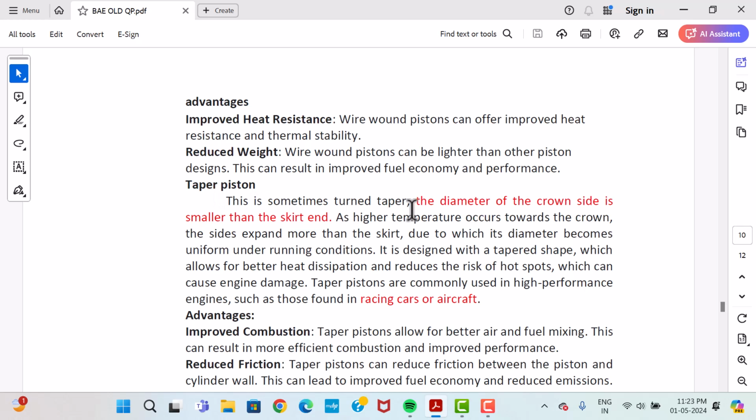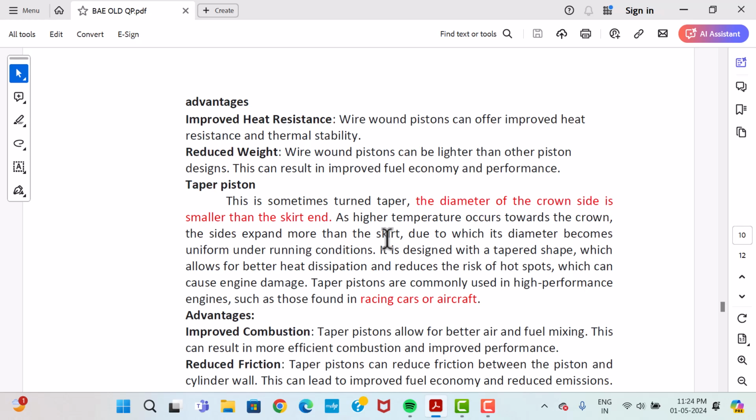This is sometimes termed taper. The diameter of the crown side is smaller than the skirt end. As high temperature occurs towards the crown, the sides expand more than the skirt, due to which the diameter becomes uniform under the running condition. So what happens is, due to this temperature increase, the crown of the piston expands more than the diameter of the skirt. So that will cause some issues.